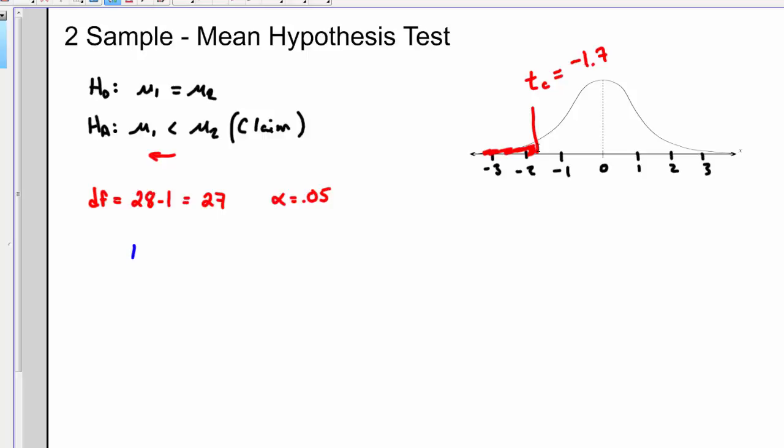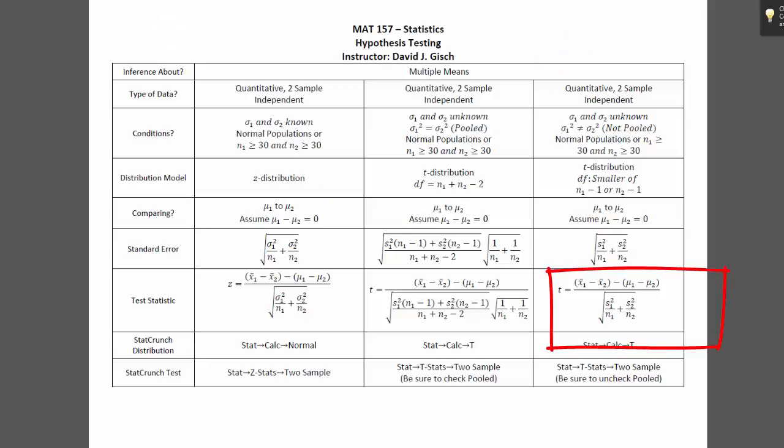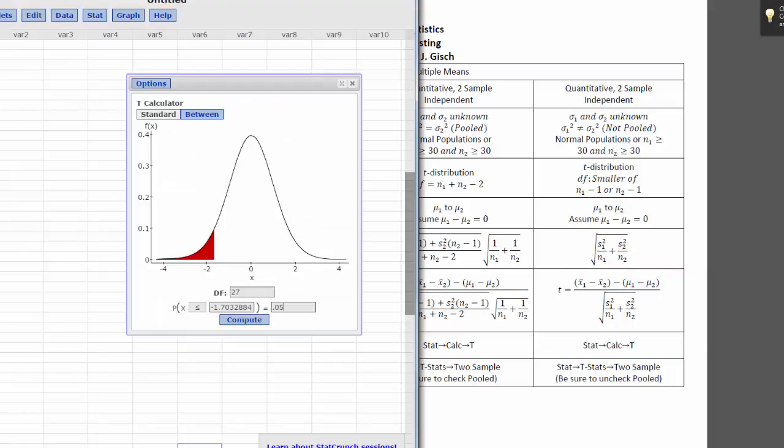All right, so next, T. We could write out the formula for T. It's a big nasty one. I do like to write it out, especially on paper and pencil tests, and then just let StatCrunch do the work. I'm not going to write it out for the sake of time here, but we're going to jump into StatCrunch and take it from there. So if you look at the formula sheet, it tells us where to go. Now this is not pooled, so it does say down the bottom there, be sure to uncheck pooled. So we'll make sure we do that.